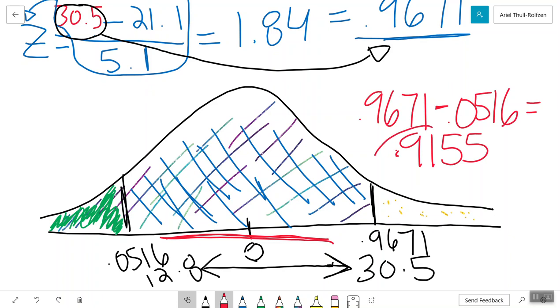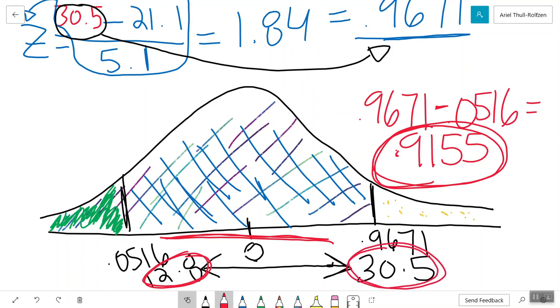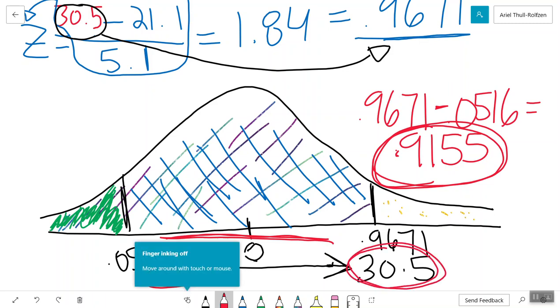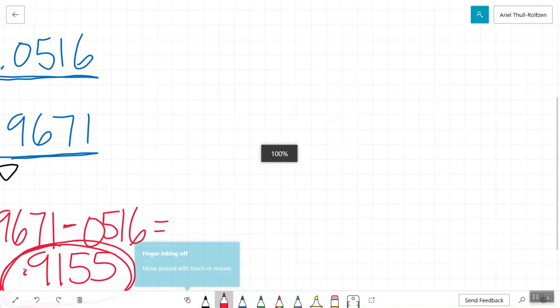And this is going to be the probability of students scoring between 12.8 and 30.5 on their ACT. Well, let's go on to B.